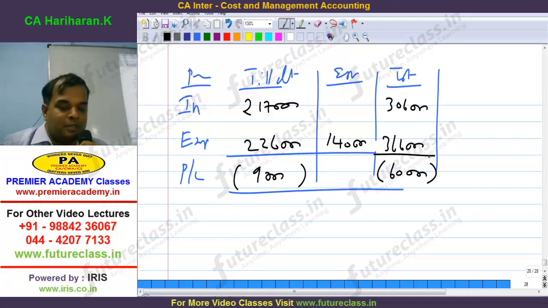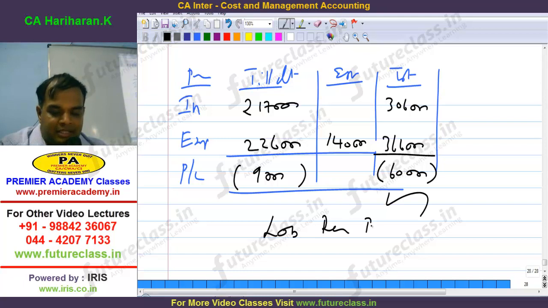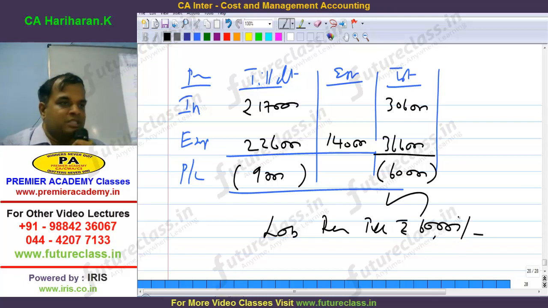Whenever loss comes, as per the prudent concept, which loss do you have to take? 9,000 or 60,000? The worst loss you have to take. Therefore, as per the prudent concept, the loss to be recognized in the P&L account is the worst loss of rupees 60,000.